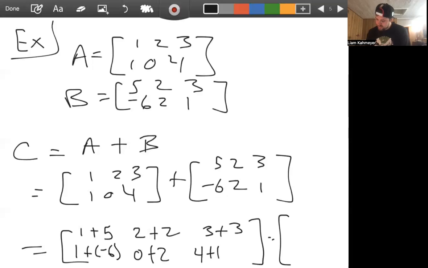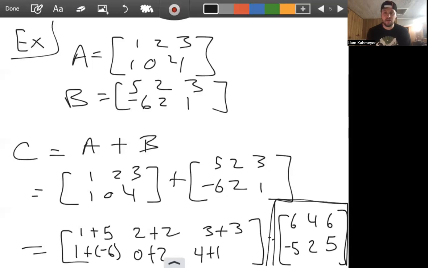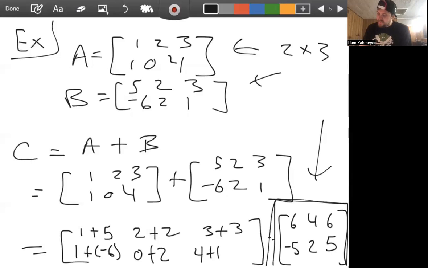And you can see this would give us 6, 4, 6, and then negative 5, 2, 5, right? So this would be the sum of matrix A plus matrix B. And you can see the resulting matrix is the same size as well. These are 2 by 3, and so is the result. And that's important. Okay. We know how to add two matrices.